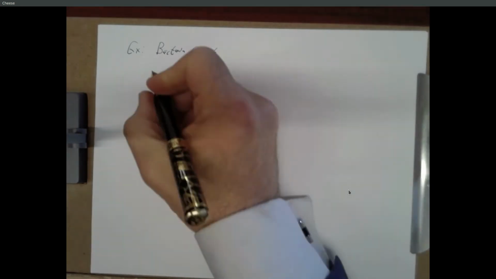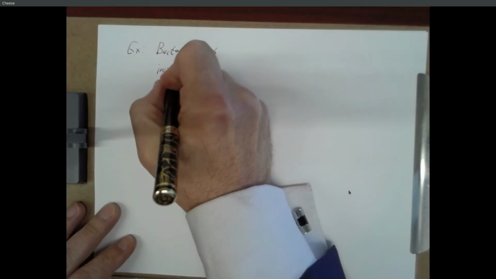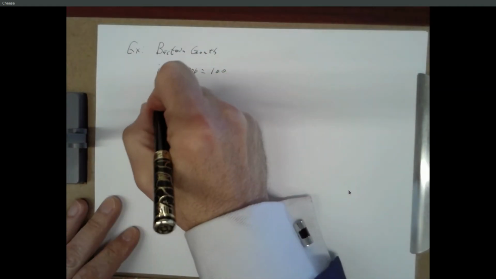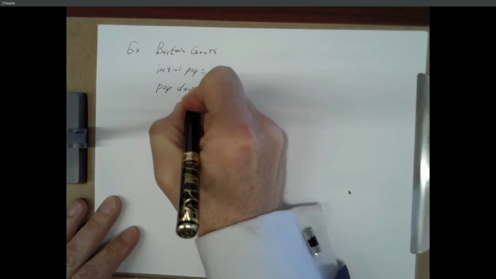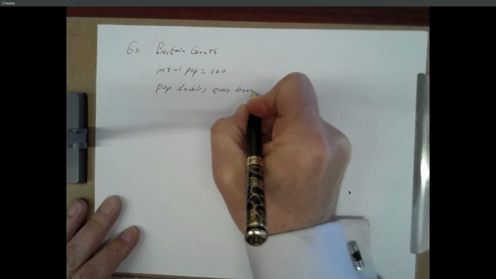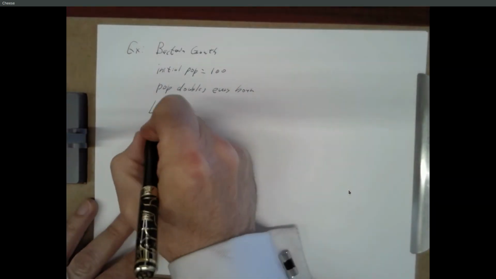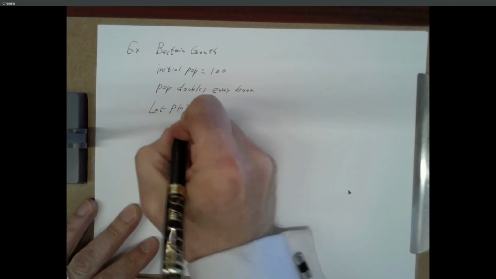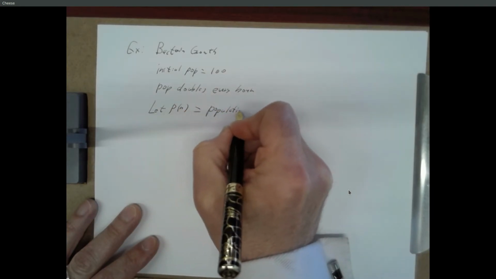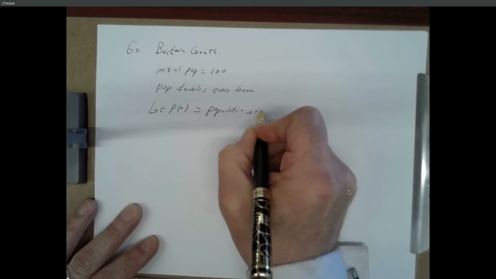So suppose the initial population is 100, and suppose the population doubles every hour. So let P of n be the population after n hours.